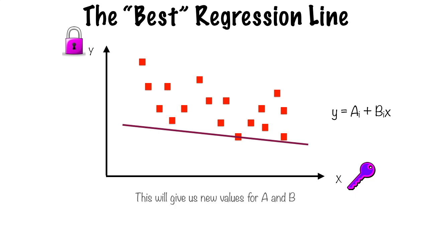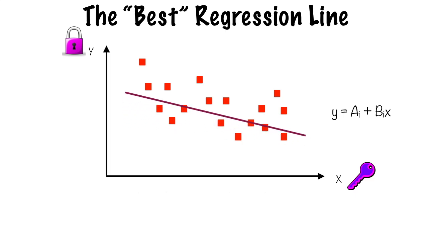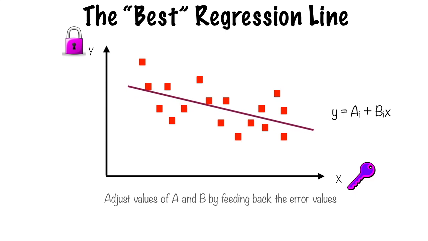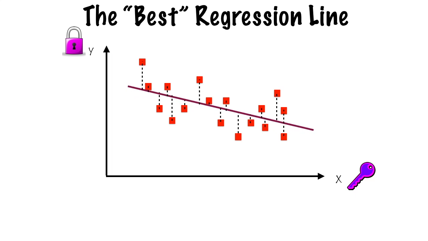Let's call it A1 plus B1 x. These new values have a much lower value of the error, and by iteratively adjusting those values, we will ultimately converge on the best fitting solution. That will be the best fit regression line, which actually minimizes the least square errors of our residuals.